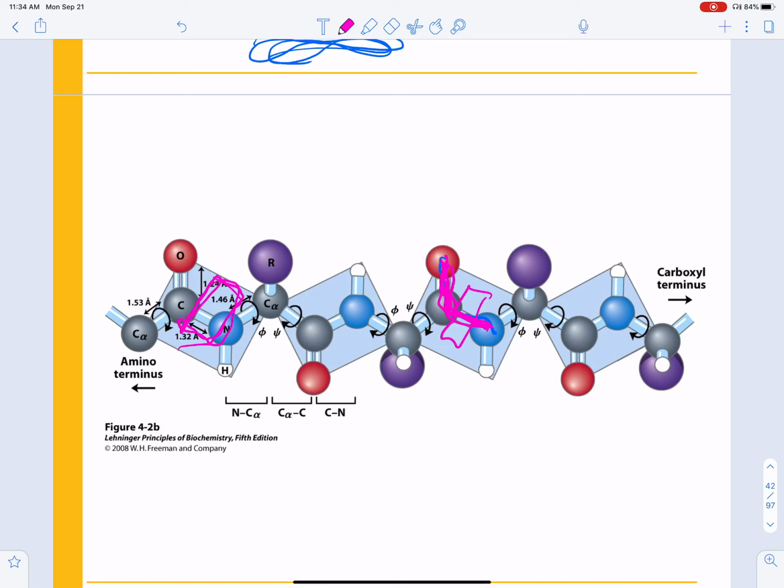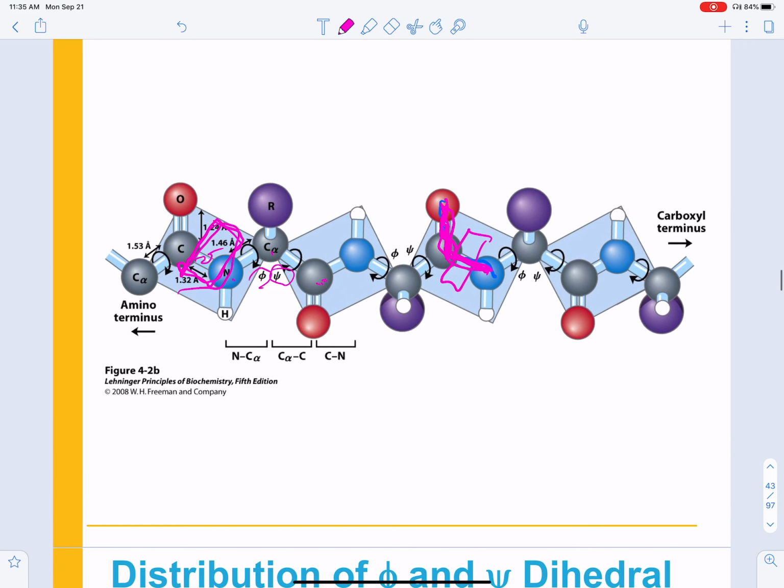You still have free rotation around the bond between the nitrogen and the alpha carbon. That is called phi. And between the alpha carbon and the carbonyl carbon, that is called psi. So you have relatively free rotation around phi and psi, but you don't around omega, which is this bond between the carbonyl group and the nitrogen of the amino group.